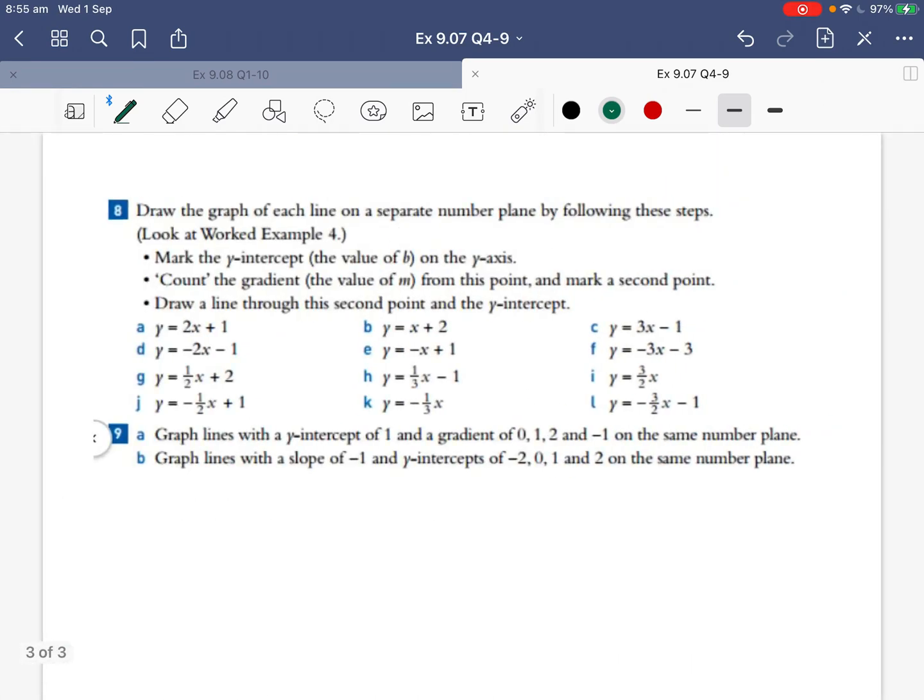For question 8, we're going to draw the graph of each line on a separate number plane by following these steps. So first we're going to mark the y-intercept, then we're going to count the gradient, and then we're going to draw a line through the second point and the y-intercept. The questions that you are doing are A, C, E, and G. So what I will do is question B.